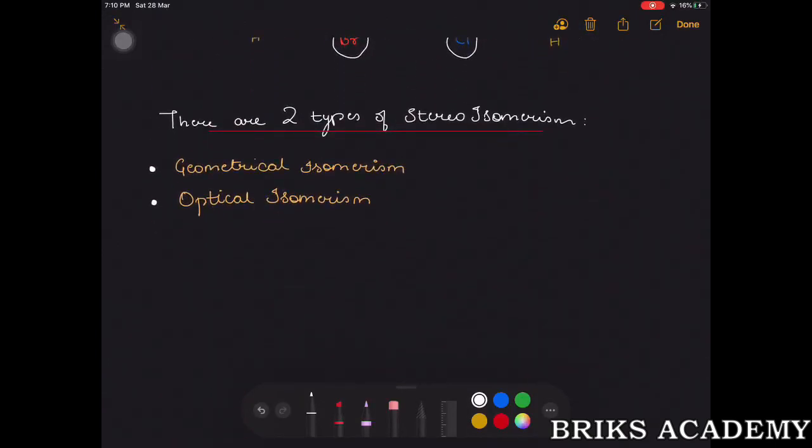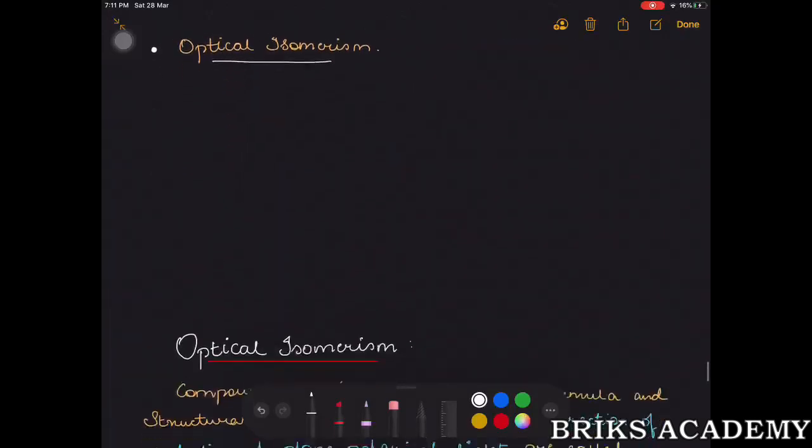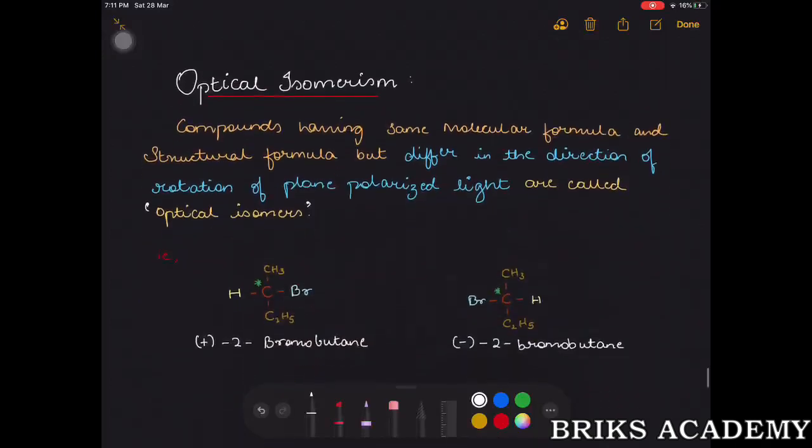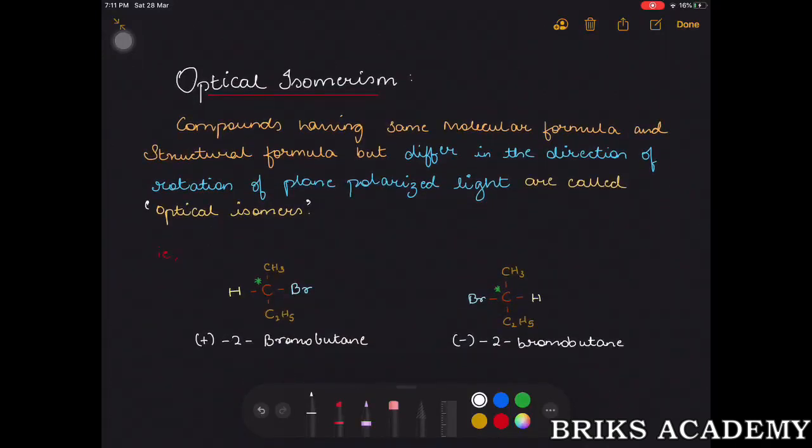There are two types of stereoisomerism. One is geometrical isomerism and the other one is optical isomerism. In your syllabus, you will mainly study optical isomerism. Moving on to optical isomerism. What is optical isomerism? Compounds having the same molecular formula and also the same structural formula but differing in the direction of rotation of plane polarized light are called optical isomers, and the phenomenon is optical isomerism.